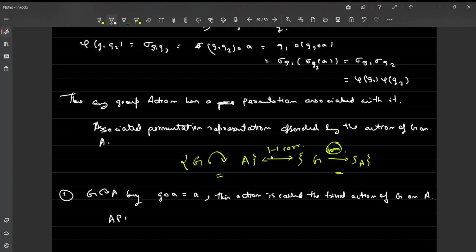Obviously, what should be the associated permutation representation? For associated permutation representation, we will use the shorthand notation APR. The associated permutation representation is nothing but the homomorphism from G to SA such that every g is mapped to the identity. Clear? What is the identity on SA? It maps every element in A to itself.